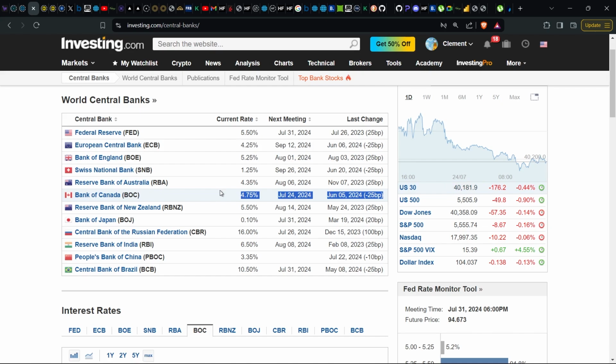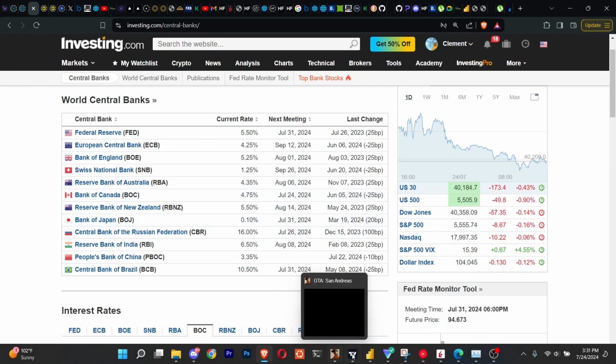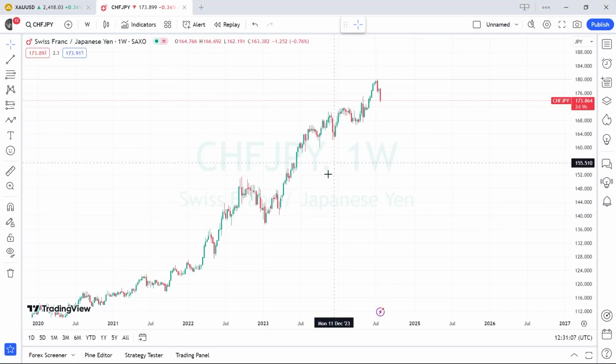Something else important I should highlight is that the relationship between these cross pairs is usually a cleaner trend, right? There is a trend and it's clean. It's a clean one. You can trade that. Like we've seen the CHF and the JPY. This is one very clean uptrend.